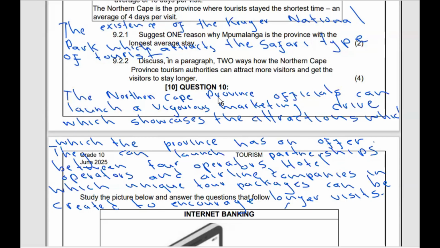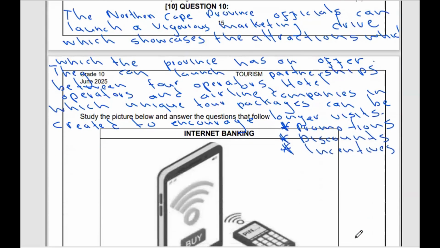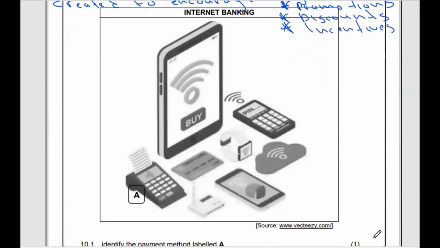Then also, they can offer things like promotions and discounts for people who stay longer. Or you can call them incentives for people who stay longer. So these are some of the alternative responses which you can provide for that particular question. Then moving on to the next question, which is question 10.